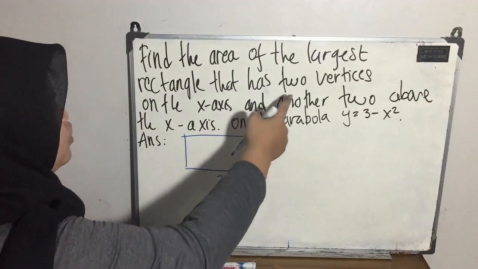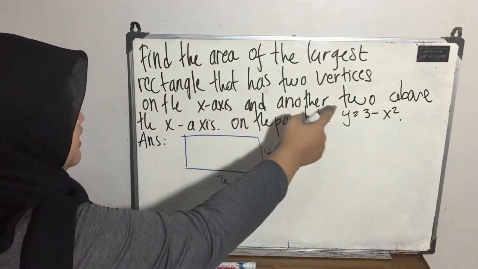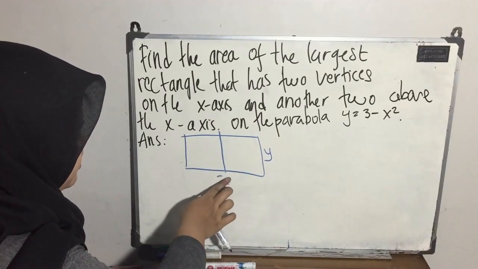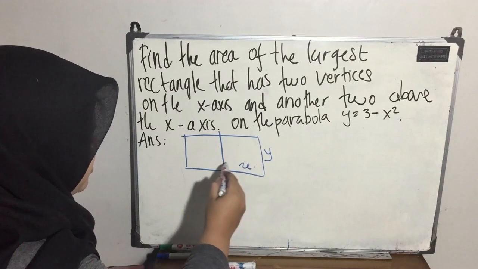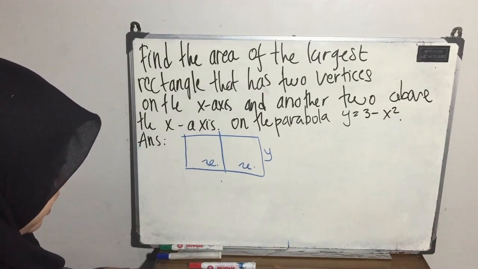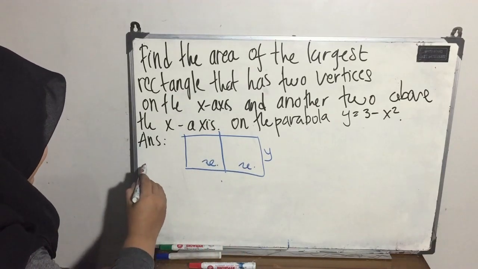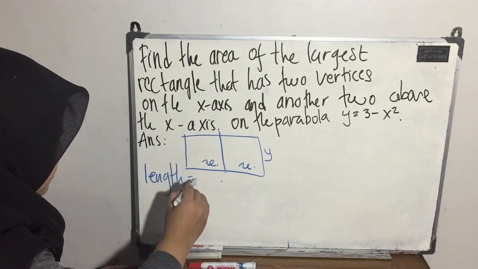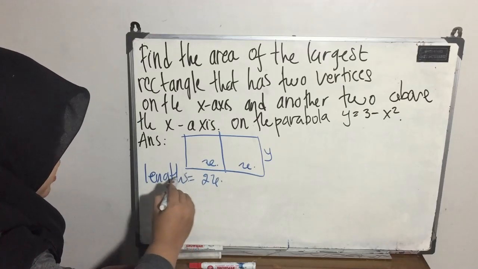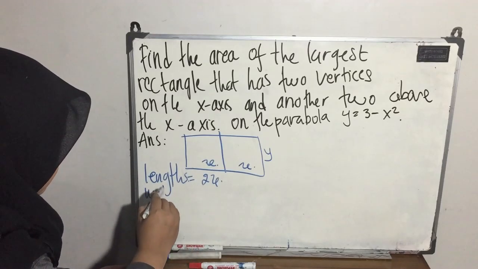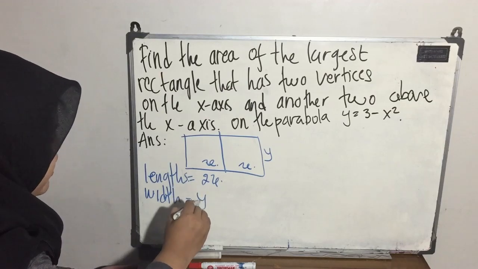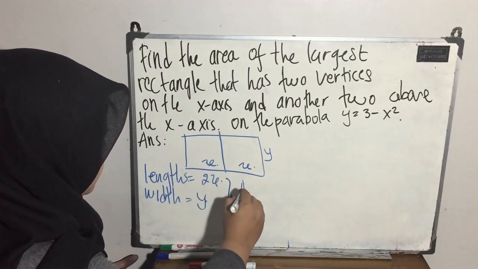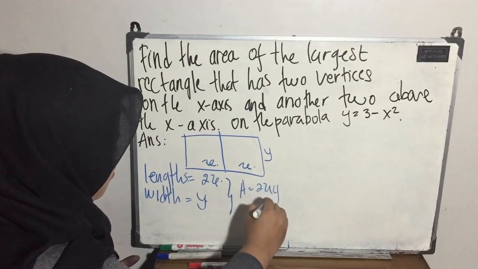They told us two vertices on the x-axis and another two above the x-axis. So that's why we divide it like this. This one is x, this one is x. So the length is 2x, and then the width is y. Because we talk about the area, the area is 2xy.